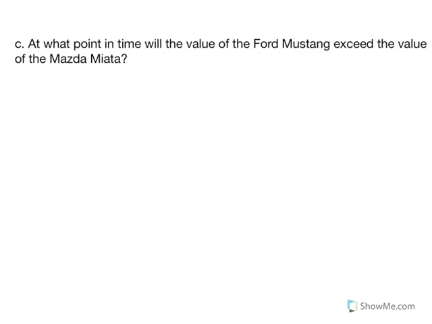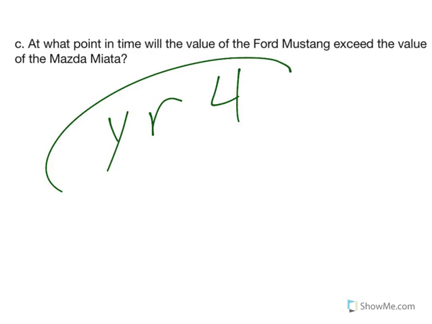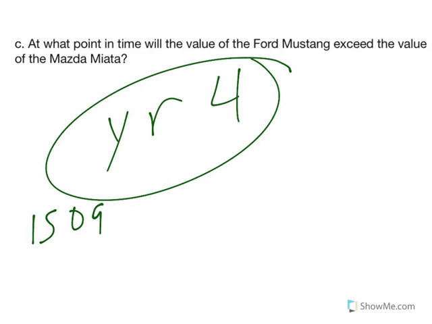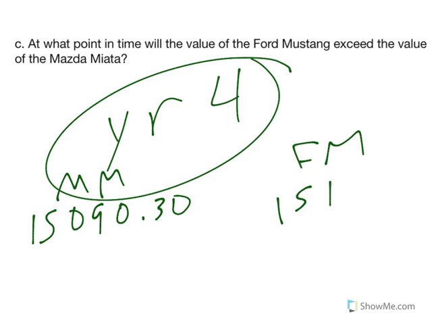So when you look at question C, at what point in time will the value of the Ford Mustang exceed the Mazda Miata? Well, year 4. Because in year 4, the Mazda is at $15,090 and 30 cents. That's the Mazda Miata. And the Ford Mustang is at $15,149.72. So it's not a big change, but in year 4, that's when it switches and the Ford Mustang becomes more valuable. So that is exponential decay.